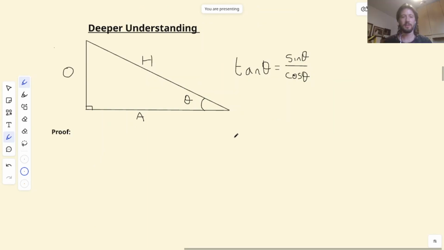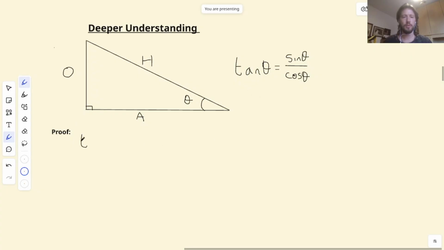If you're still here, you are a higher student. There's a relation between tan and sine and cos. So you might have seen before that tan theta equals sine theta over cos theta. But let's try and understand why.